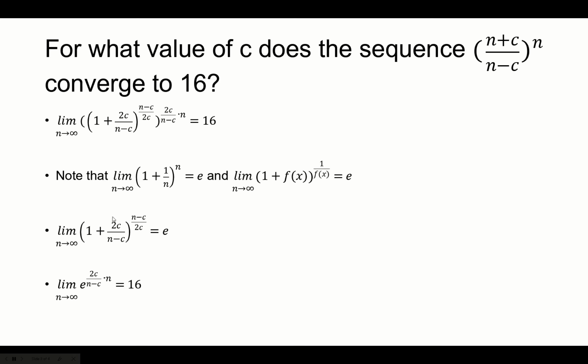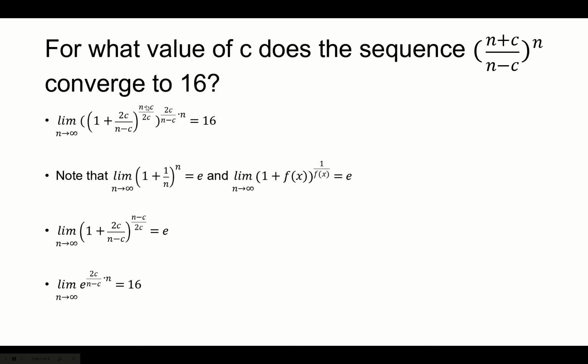So the reason I do that is because if I have the limit as n approaches infinity of 1 plus 1 over n to the nth power, that's going to equal e. Similarly, if I have the limit as n approaches infinity of 1 plus the function raised to the 1 over the function, that's also going to be equal to e. So if we just focus on this inside, ignore the 2c over n minus c times n. This here, our f of x, or if you want to think of it as f of n, is the 2c over n minus c. And then the 1 over f of n is the n minus c over 2c. So that's going to go to e, that limit.